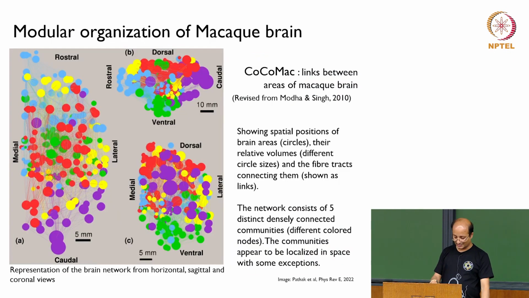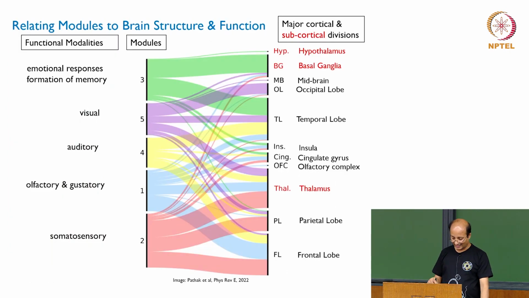This is just to show that real brain. So this is the brain of a macaque, showing the various areas, brain regions, and the colors represent the various modules that we have identified. And we can actually see modular organization, and the modular organization are actually also related to function.